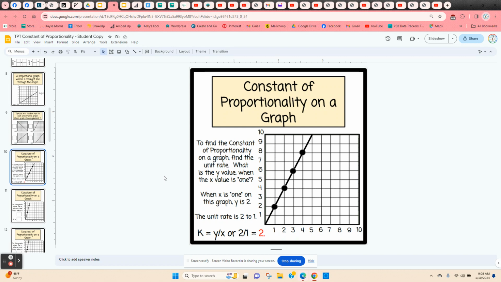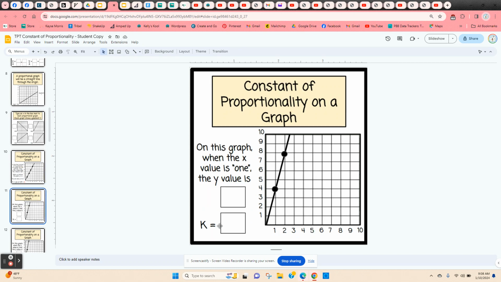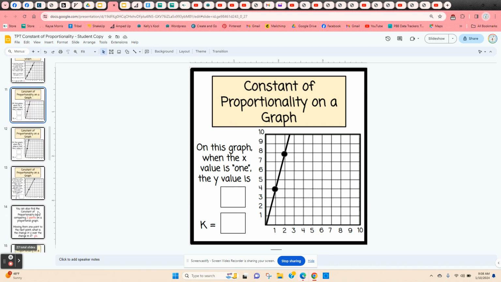Now they're shown how to find the constant of proportionality by looking at a graph, and at first by finding the unit rate. So what is the y value when the x value is 1? So that would be 2. So our constant of proportionality would be 2. And they're going to be doing this in the next few graphs. What is the y value when the x value is 1?